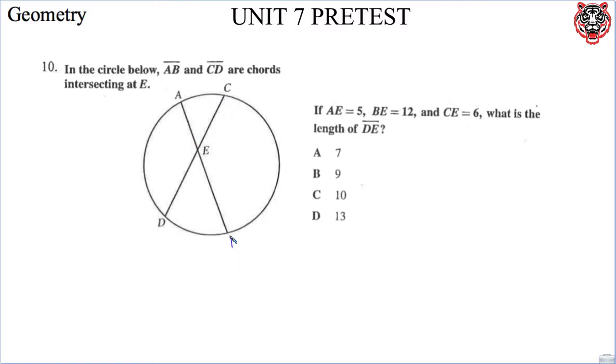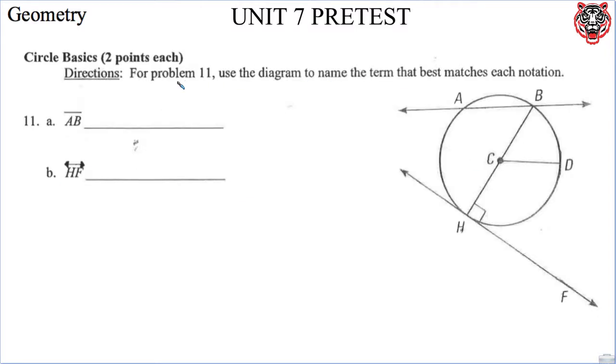Number 10, so A, B, and C, D are chords. Oh, AB is, so this should have been a B. AB is a chord, just judging by the question. AE equals 5, BE equals 12, CE equals 6. And what is the length of DE? So you just multiply these together. 5 times 12 needs to be equal to 6 times, we'll say that that question mark is an X. All right, so 5 times 12 is 60, is equal to 6x, therefore x is equal to 10. Correct answer is C.